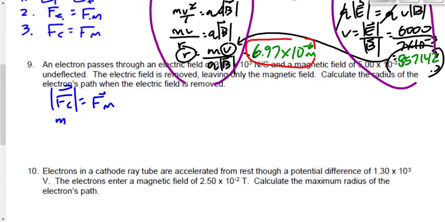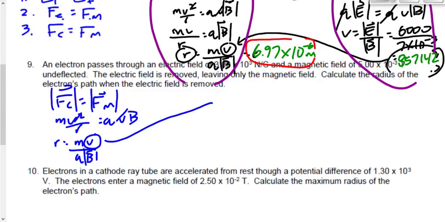mv squared over r equals qvb. R is equal to mv over qB. Great. We know what m is, we know what q is, we know what B is, don't know what v is. Well, what's v? We'll solve for v when we had a velocity selection chamber before we took away the electric field, where we say FE equals FM. qE is equal to qvB, or v is equal to E over B.